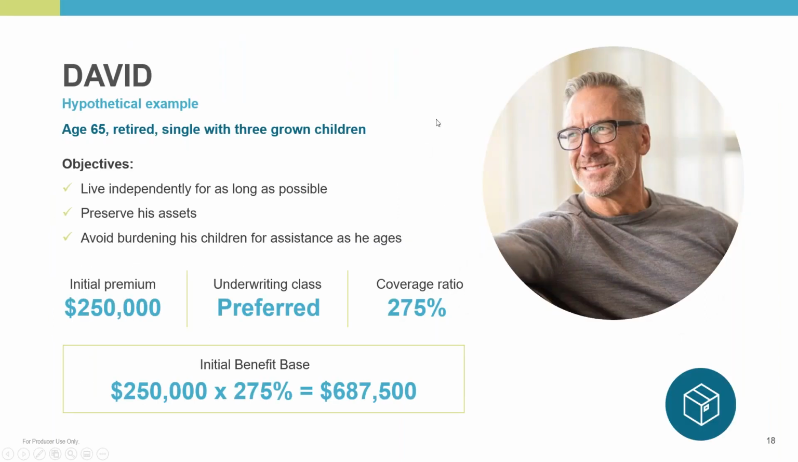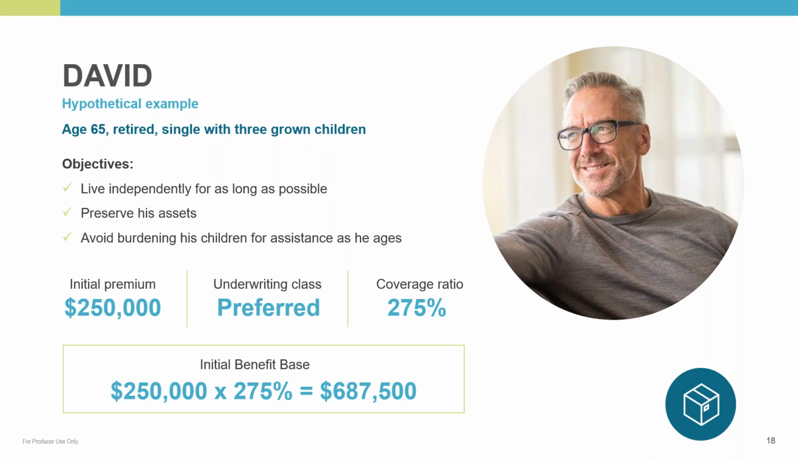So here's an example, which I think will paint a better picture, showing you some actual true numbers. We've got an individual who's 65, retired, and single with 3 grown children. He has outlined 3 primary objectives: he wants to live independently for as long as possible, i.e., that Never Stop Wellness program. He wants to preserve his assets, i.e., that fixed indexed annuity contract. And he wants to avoid burdening his children for assistance as he ages.